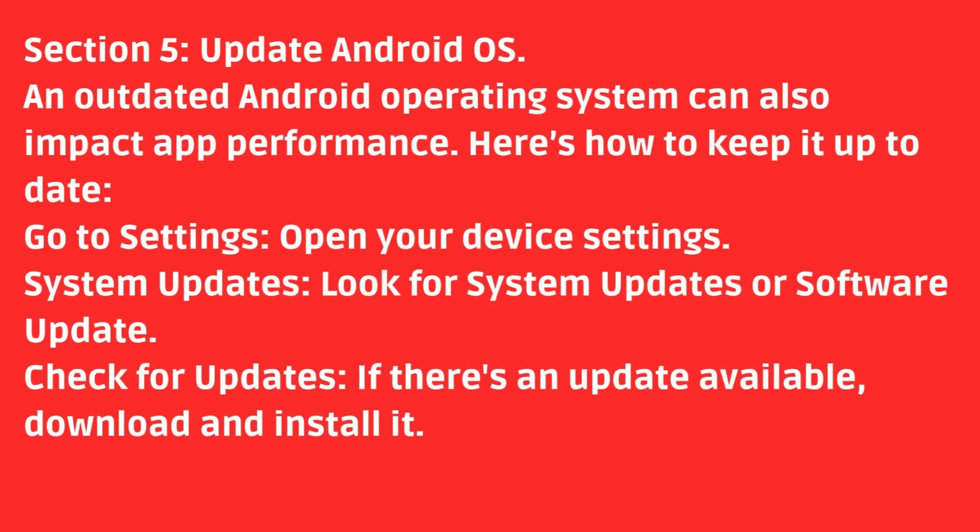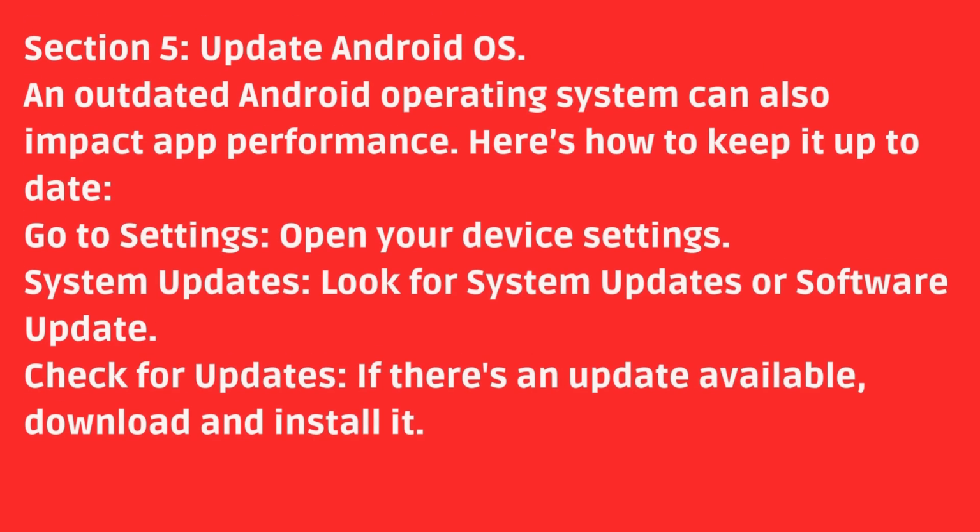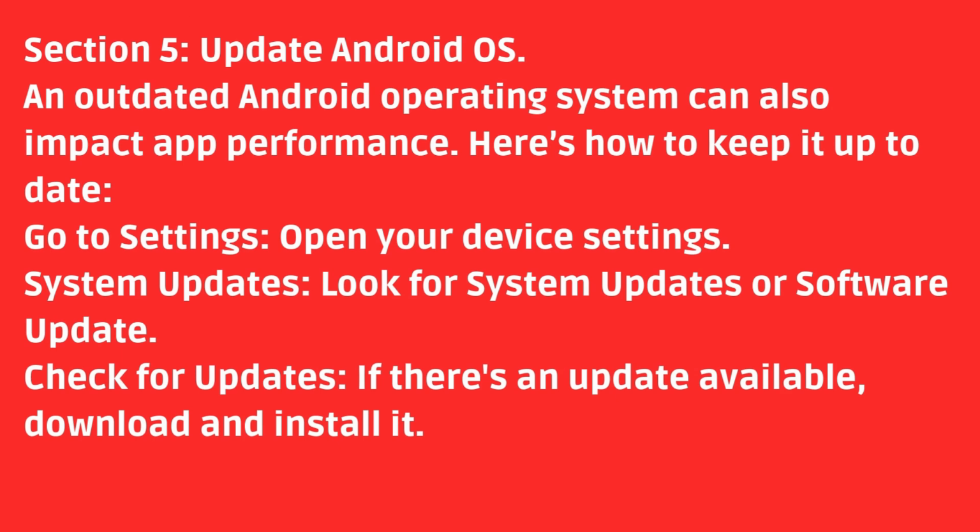Section 5. Update Android OS. An outdated Android operating system can also impact app performance. Here's how to keep it up to date. Go to Settings. Open your device settings. System updates. Look for system updates or software update. Check for updates. If there's an update available, download and install it.